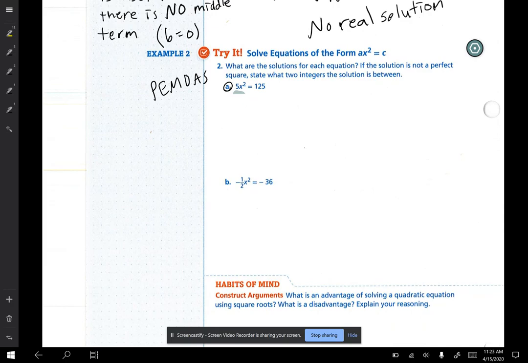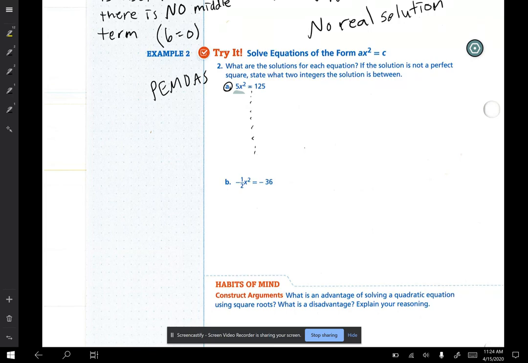Now we're going to get slightly more complicated. Instead of just x squared equals a number, now we have a number times x squared equals another number. So we have 5x squared equals 125. I've written PEMDAS over on the left to remind you that when you solve equations, you should do the reverse of your order of operations. So first I look for addition and subtraction. I don't see any, so I move to multiplication and division, the middle part of PEMDAS. And I do see some multiplication.